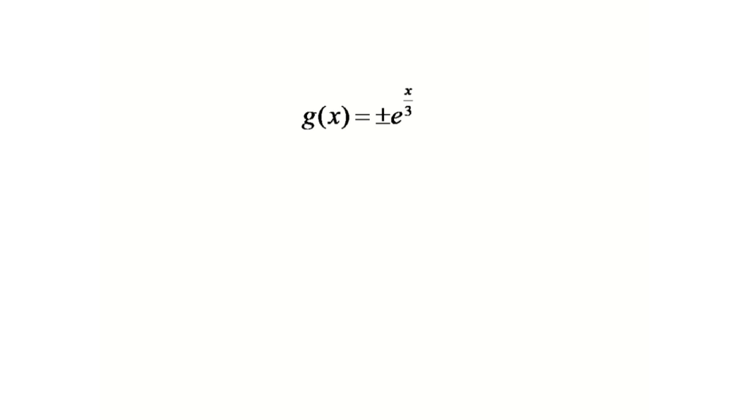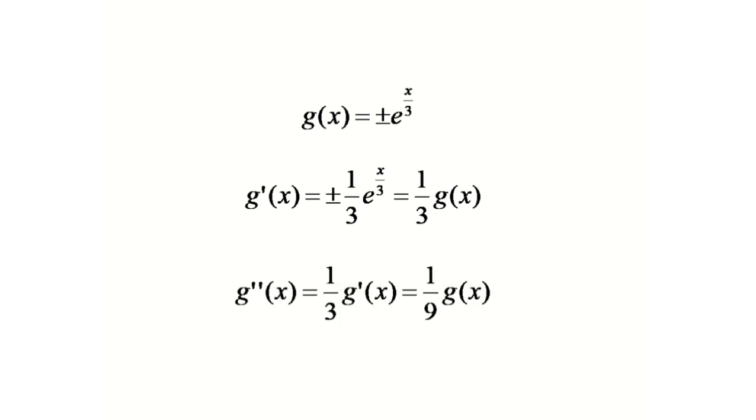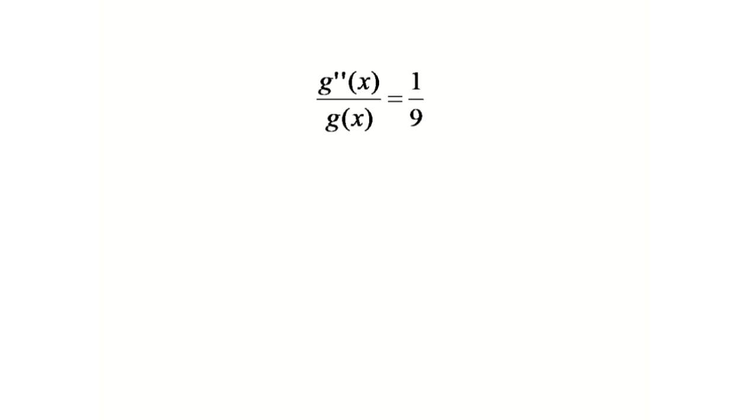So now we have our function that g of x equals plus minus e to the power x over 3. We can differentiate it once and we can differentiate it again to get g double dash of x, and now we can calculate g double dash of x divided by g of x, which is just 1 over 9. And now let's put x equals 100. We will get g double dash of 100 upon g of 100 is 1 upon 9, and this is our answer that we have to find out.